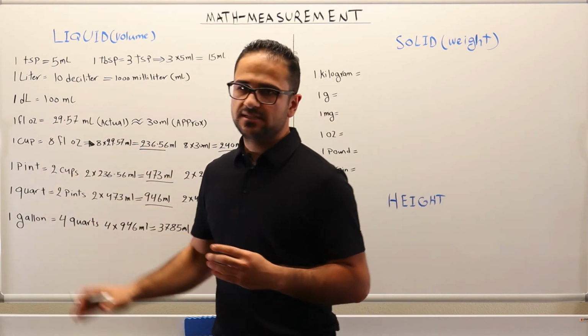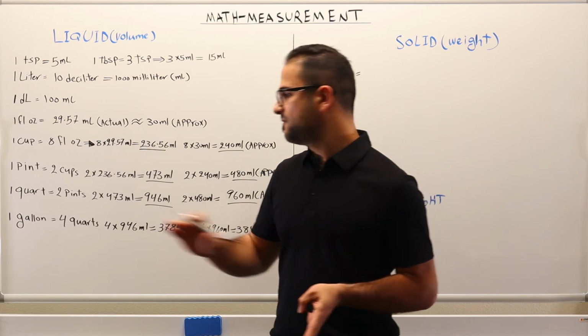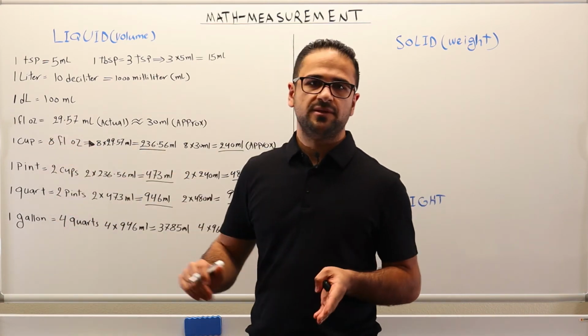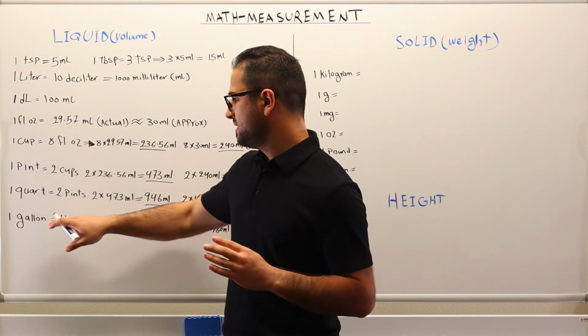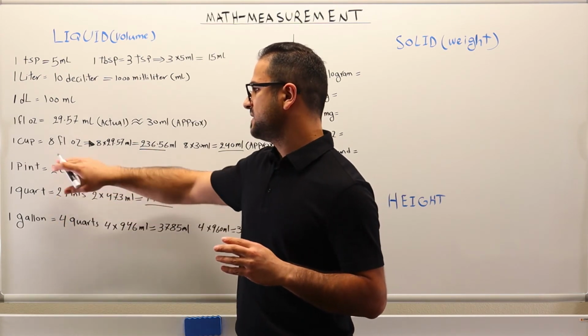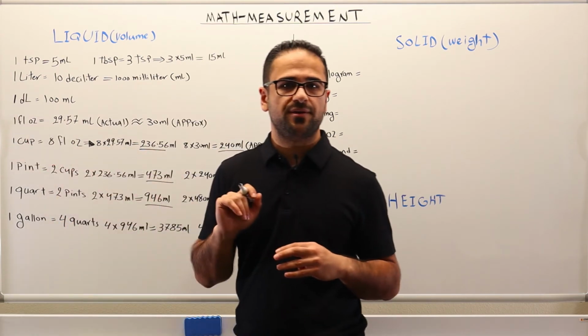And the way I keep this in my brain is that I think of it as 4, 2, 2, 1. So this is easier for me. There's 4 quarts, 2 pints, 2 cups, and then 1 cup down there.